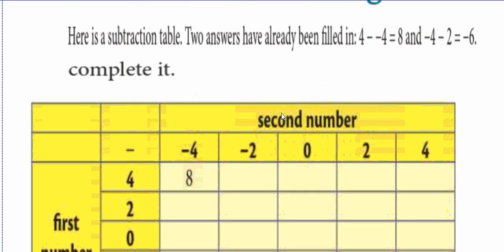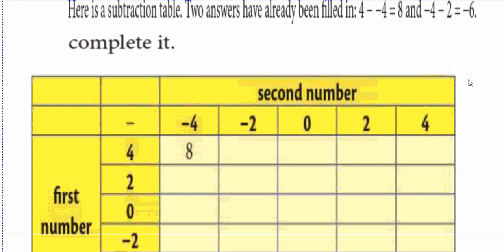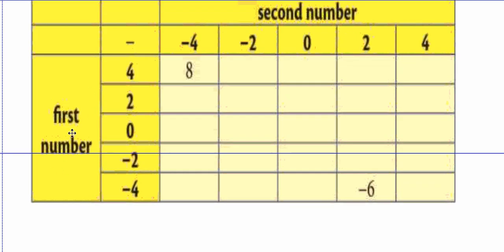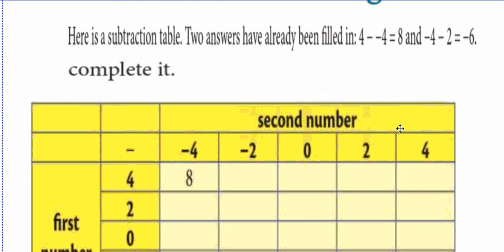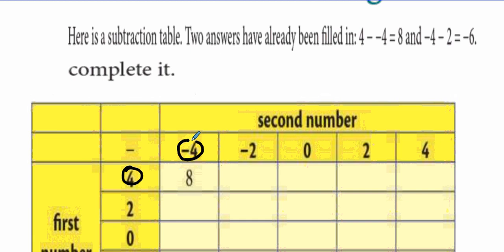Now we have the first question here, which says, here is a subtraction table. Two answers have already been filled in. The concept is, when you take the first number on my left hand side, and the second number on the right hand side, you take the first number minus the second number, and then you get your answer. For example, this is the first number, which is 4, and the second number, which is negative 4. So you do 4, the first number, minus the second number, negative 4.